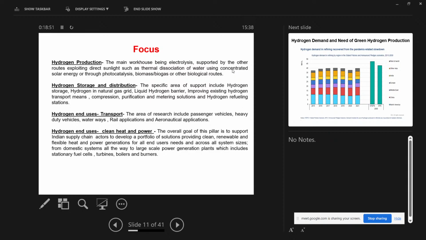Started with solar panels giving the energy, which is totally CO2-free energy, and use it in the data centers. And the ideal end use is for clean wind power. So the overall goal here is to support the Indian supply chains and to develop a portfolio of solutions which will provide clean energy and renewable energy sources.